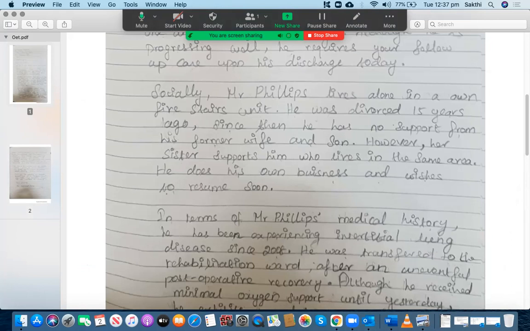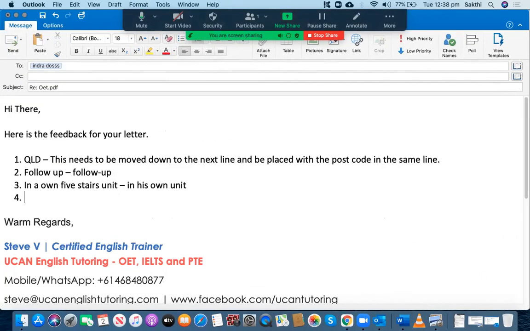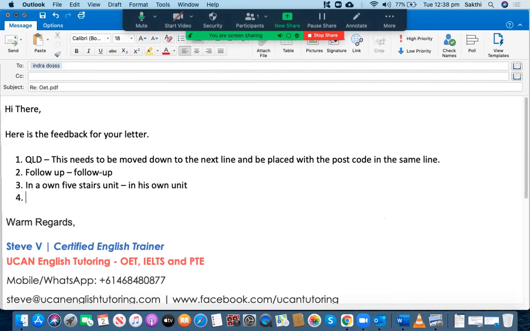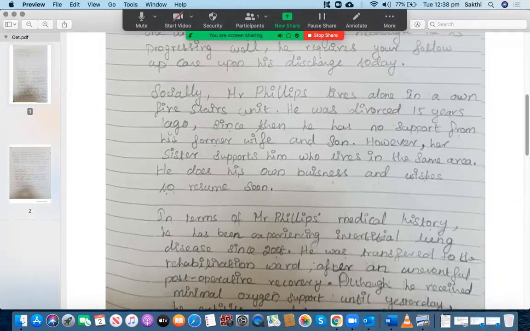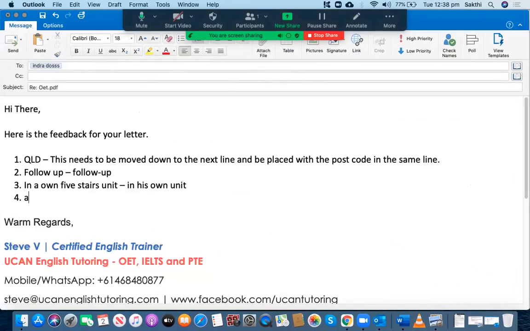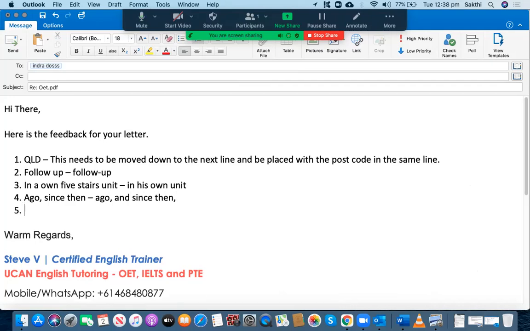All right. He was divorced 15 years ago. Since then, he has no support from his former wife and son. Okay. All right. So this is wrong. What you could have done is mention, ago, comma, and since then, and that should be a comma. Otherwise, you have to rewrite the whole sentence.